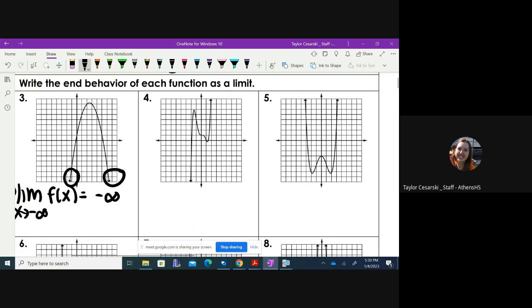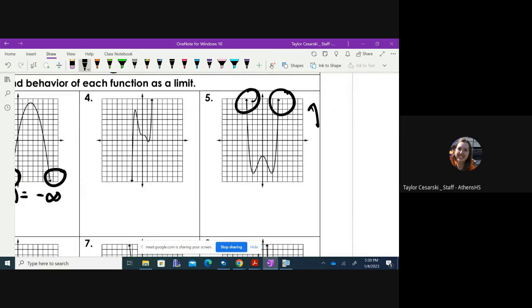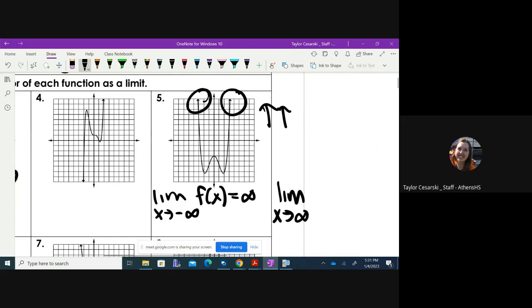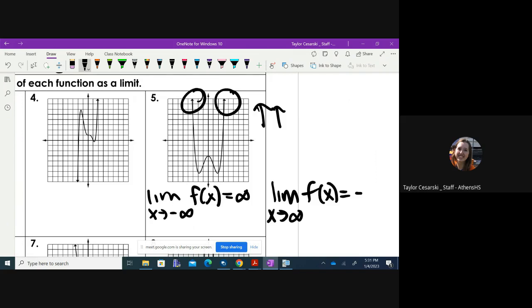Let's do another one. Number 5. This one goes up, up. So the limit as x approaches negative infinity of f of x equals positive infinity. And the limit as x approaches positive infinity of f of x is also positive infinity.